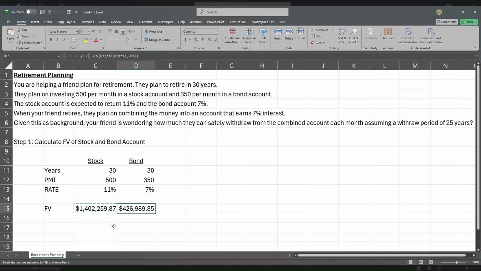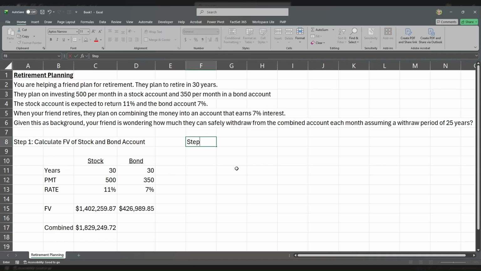And because I'm in Excel, I can just copy and paste my formula to the right once, and all of my references are dynamic, which means they update to the new variable amounts. So the combined future value of the two accounts is these two amounts here, $1.8 million. All right, so that's step one.